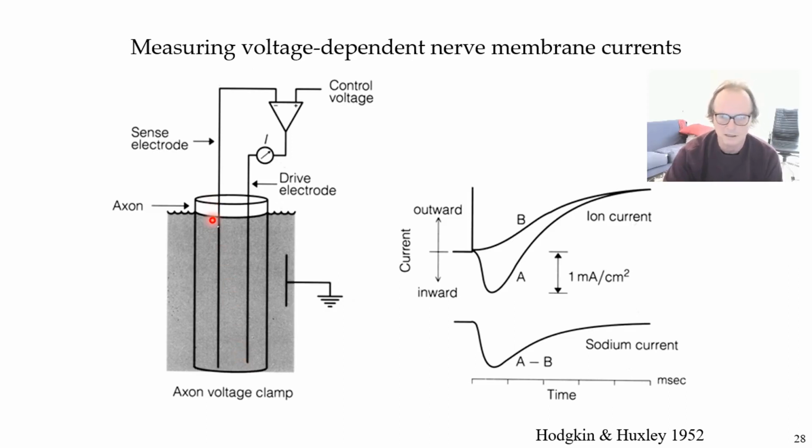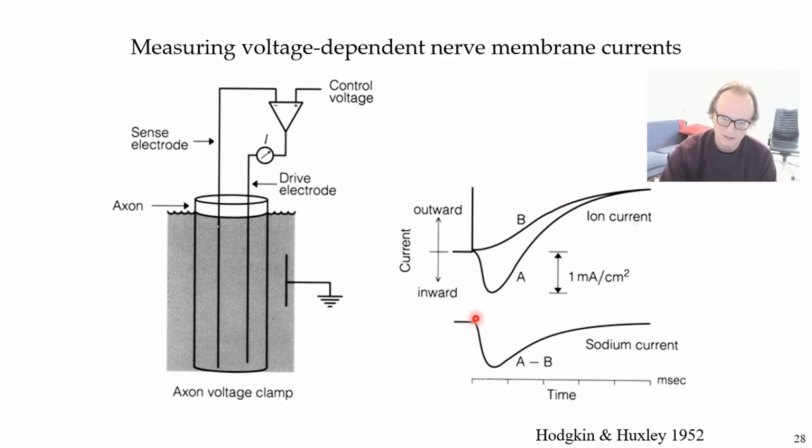And so you can take this axon, which is the output of the neuron, and put it in a solution, and then put an electrode inside and outside this axon and measure the voltage across it. So then you can control the voltage across the membrane and also measure the current across the membrane. And what you observe here is that the current, which is on the scale where inward is down and outward is up across the membrane, you see that the total current is this current here, and it consists of two components.